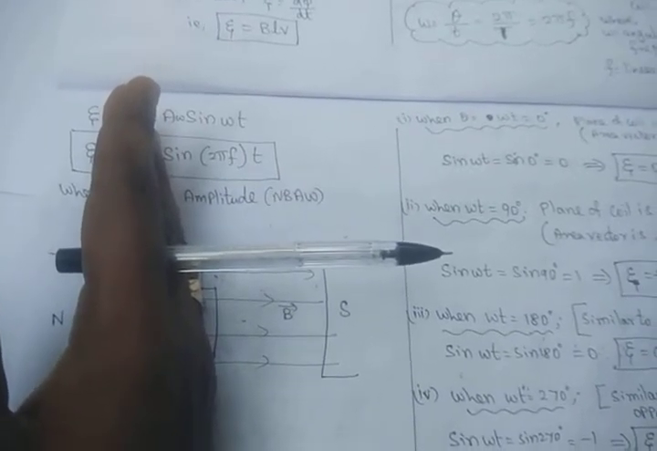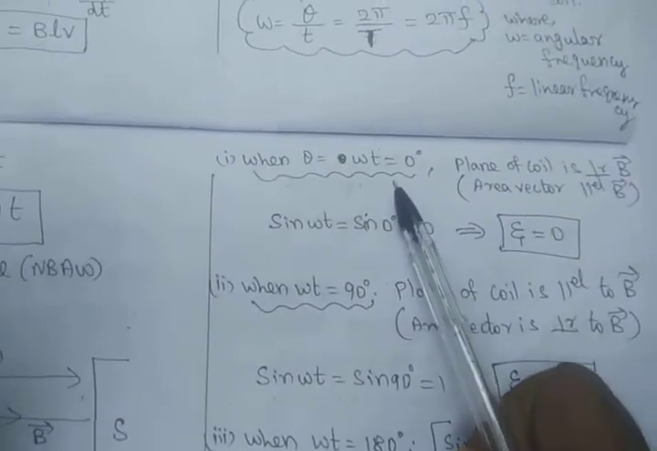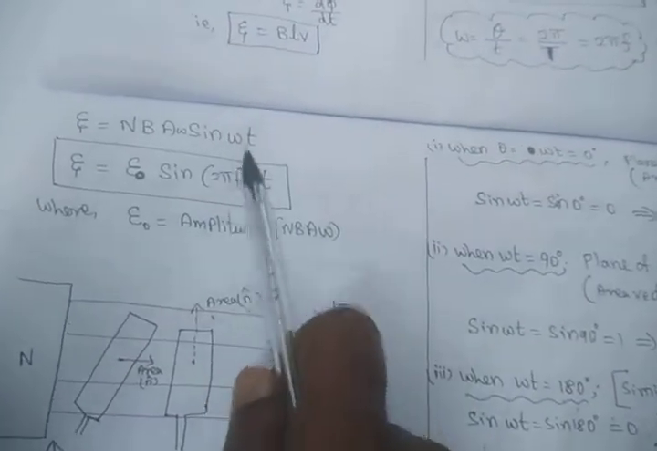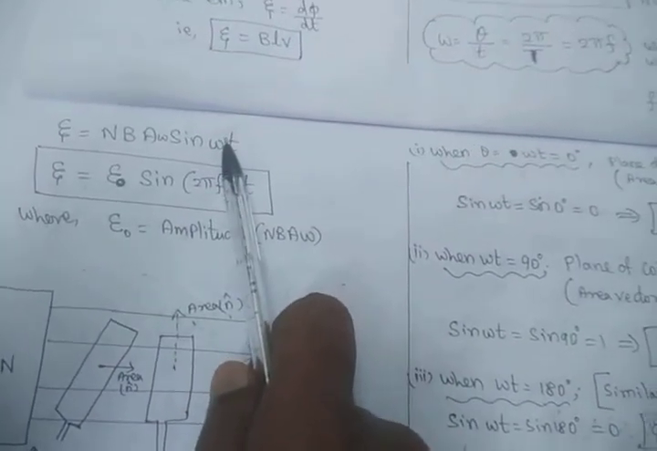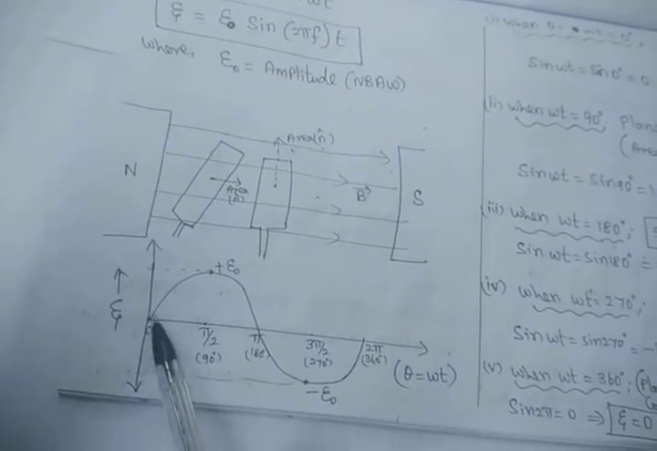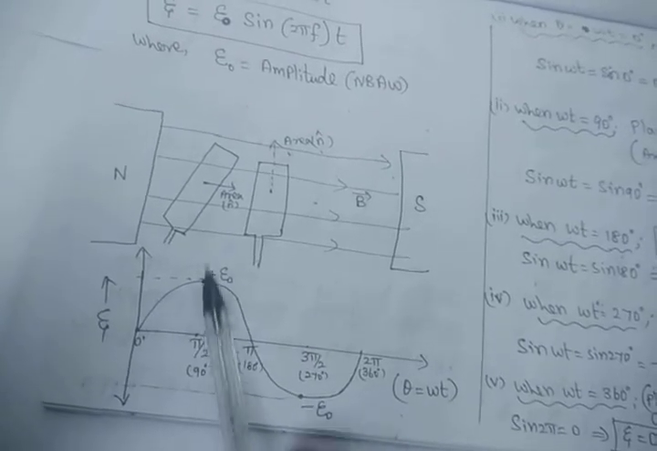That is, we can put theta is equal to 0 degree. So if you put theta is equal to 0 degree, sine 0 is 0. So here, sine omega t, sine 0 is 0, we get the entire EMF value as 0 at that angle. The angle is 0 degree means the EMF value is also 0.